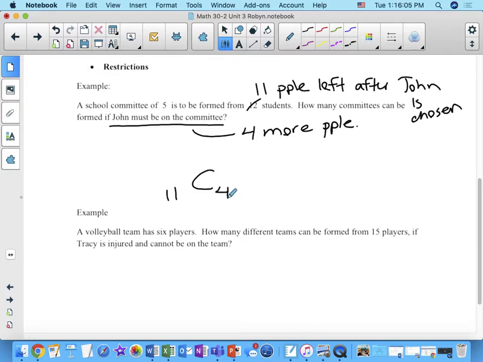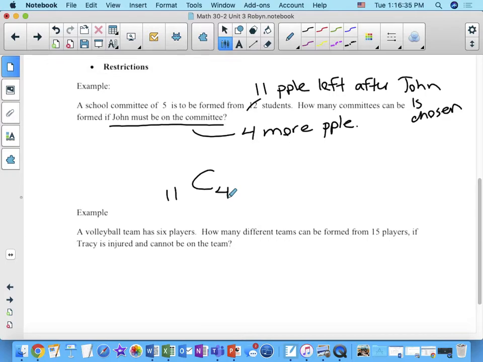Now, the restrictions are not always as simple as that. For example, a volleyball team has 6 players. How many different teams can be formed from 15 players if Tracy is injured and cannot play on the team? Well, if Tracy is injured, she's off the roster. She's on what we call the injured reserve list.